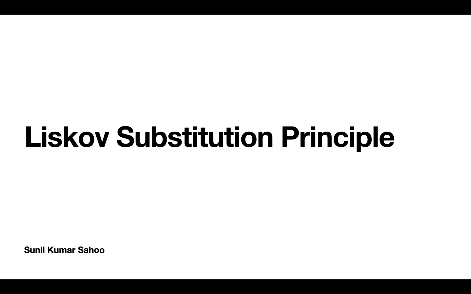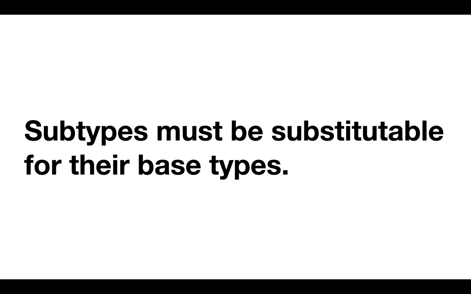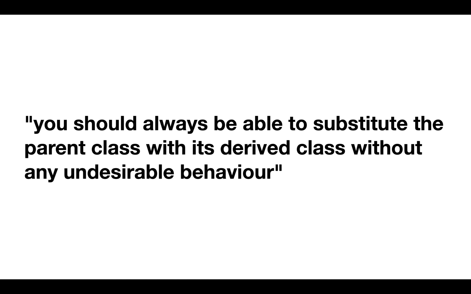It emphasizes the way of inheritance, what an ideal inheritance should contain or what it should be. So we can say it's strong behavioral subtyping. A subtype, that's the keyword. Subtypes must be substitutable for their base types. What does that mean? It means you should be able to substitute your parent class with its derived class without any change in behavior, or we can say undesirable behavior.